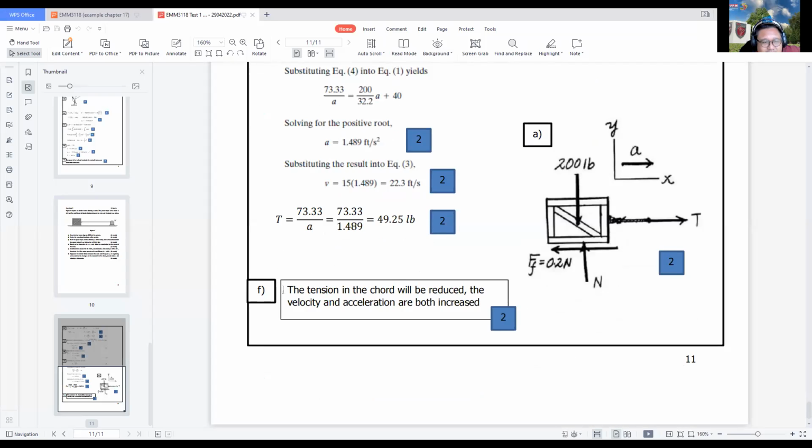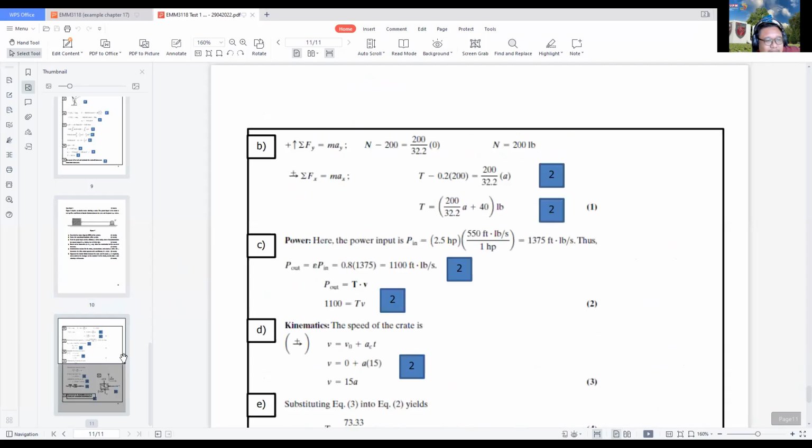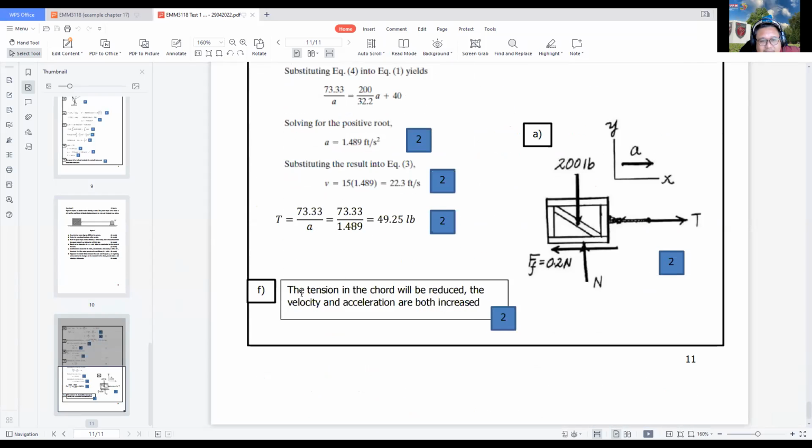Okay, the last part asks: if the kinetic friction is neglected, what will happen? The tension in the cord will be reduced. If there is less resistance, then you may need less effort, right? So tension is less, and the velocity and acceleration are both increased. When there is no resistance, of course, it will move faster.